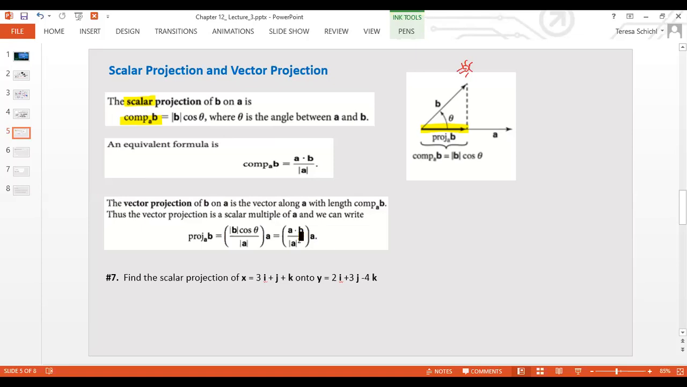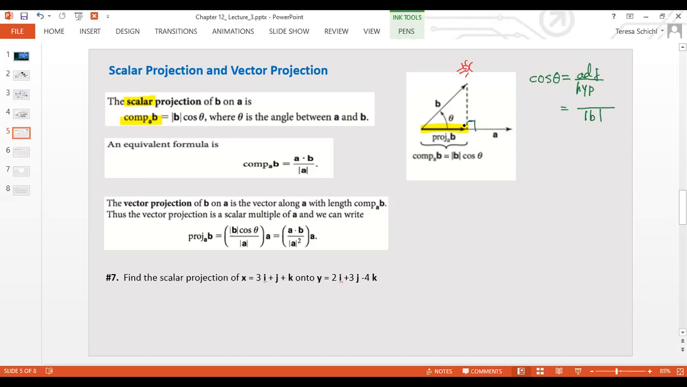Okay, so how do I get this formula, the length of B times cosine theta? If this is the angle theta, what is cosine theta? It's adjacent over hypotenuse. What is the hypotenuse here? Since the shadow makes a 90 degree angle, the hypotenuse is the length of B.